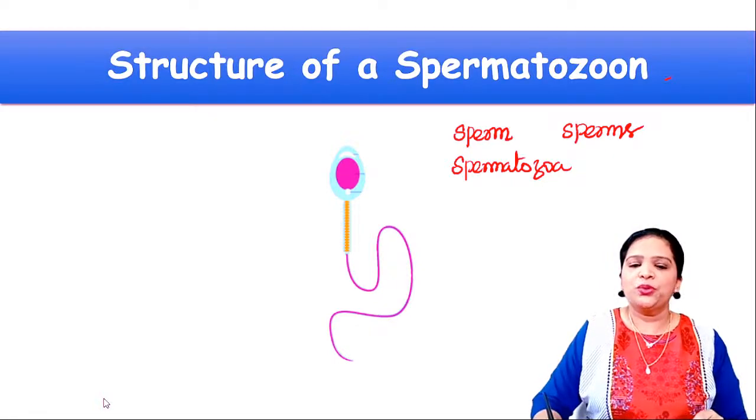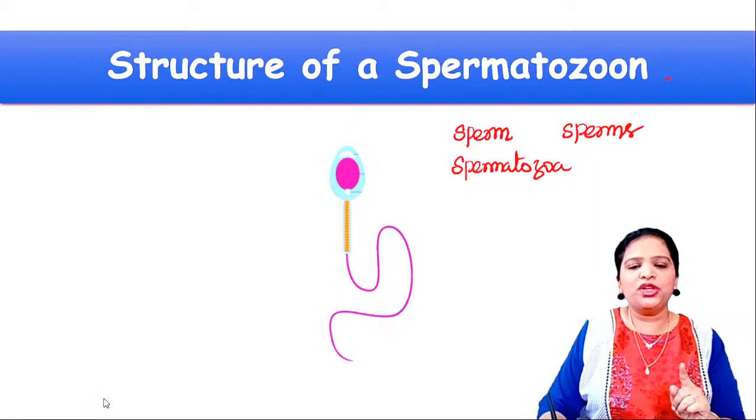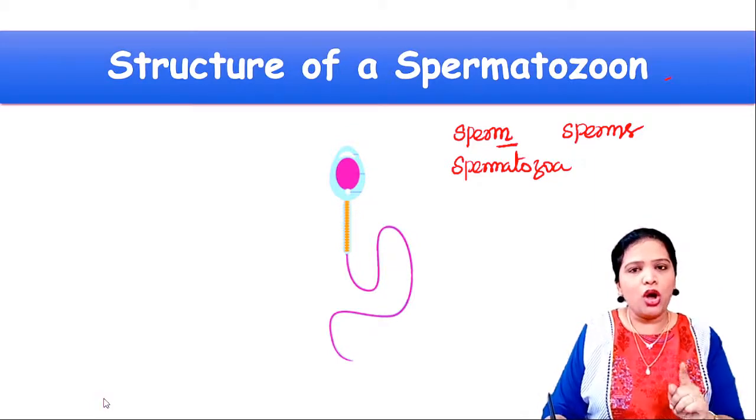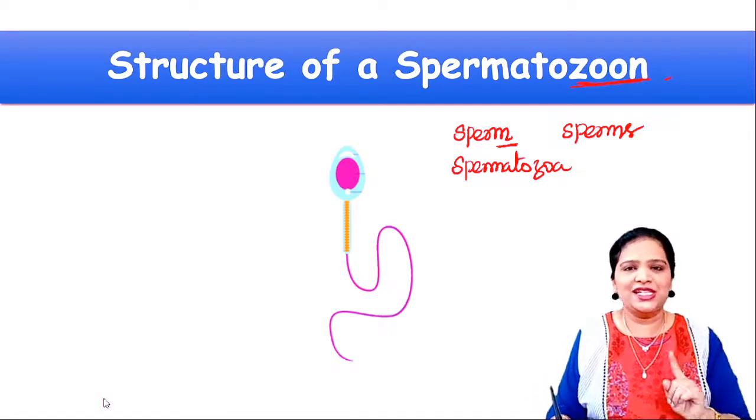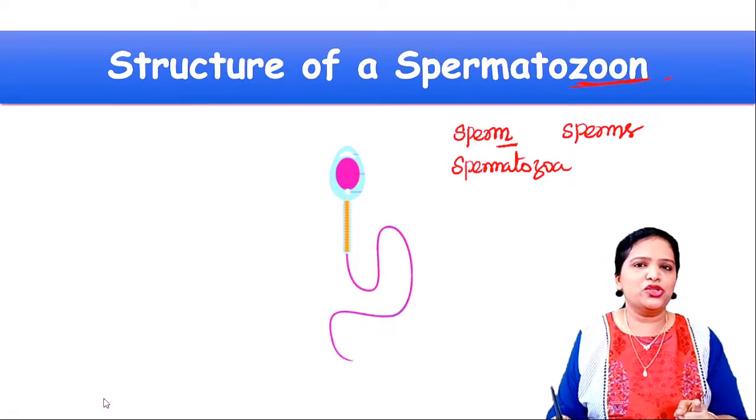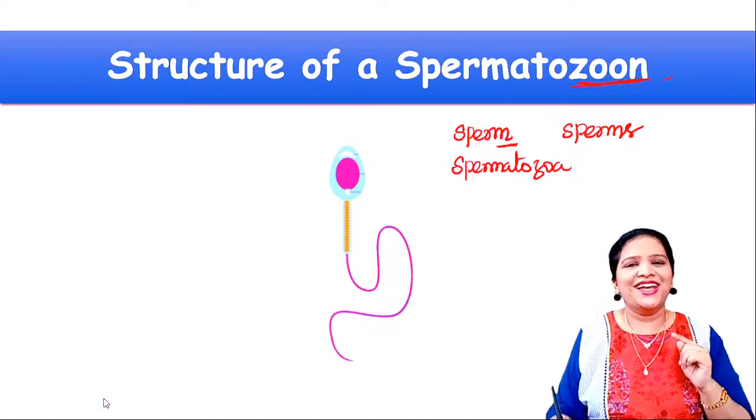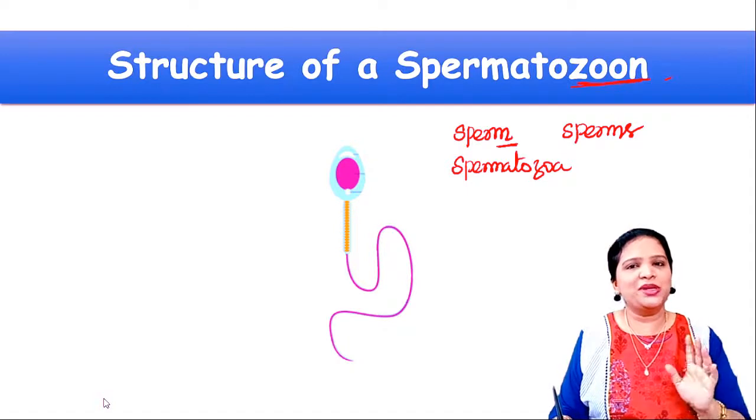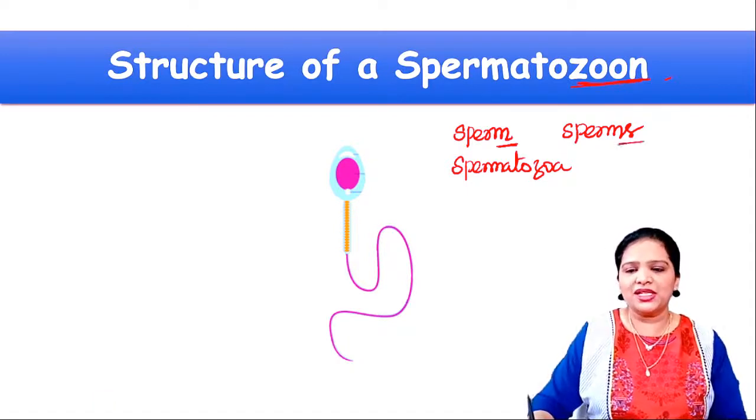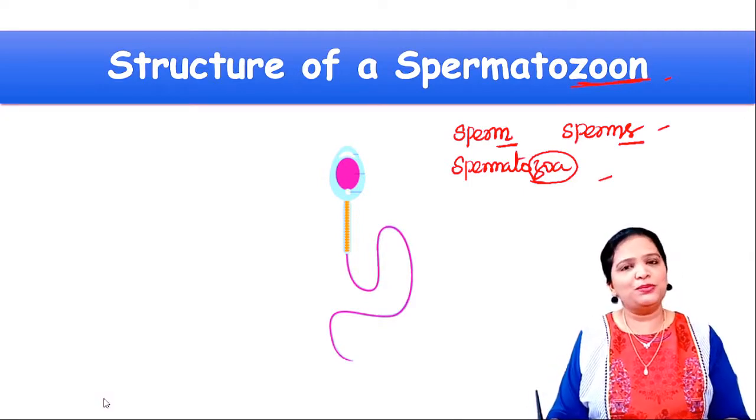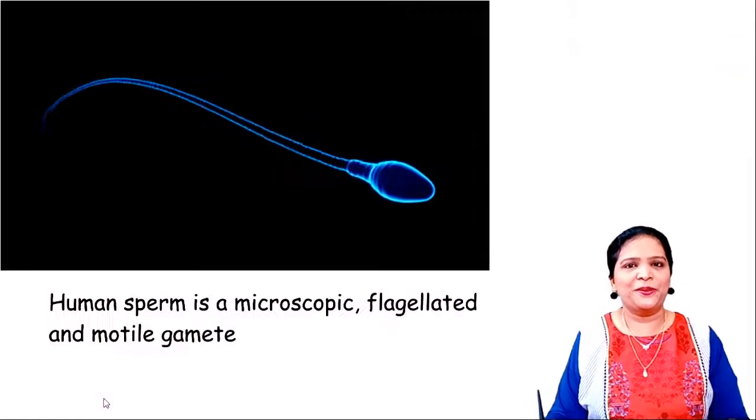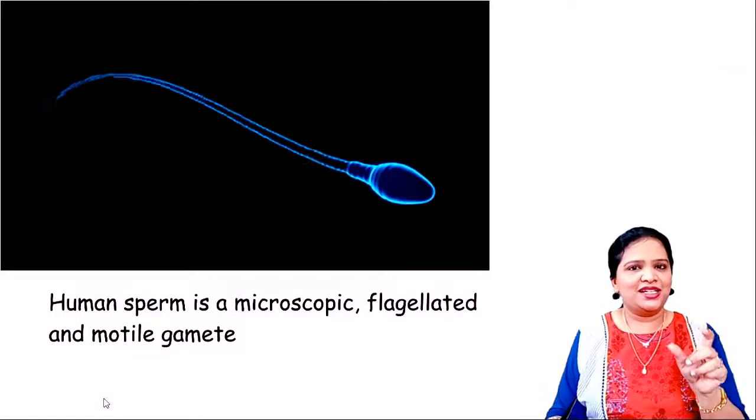If there is only one sperm, we call that a sperm or spermatozoon. Zoon means single sperm. So in singular, sperm and spermatozoon are the same. If there are more than two sperms, that means in plural, we call them sperms or spermatozoa. Both are plural versions. So let us see the structure of the sperm.